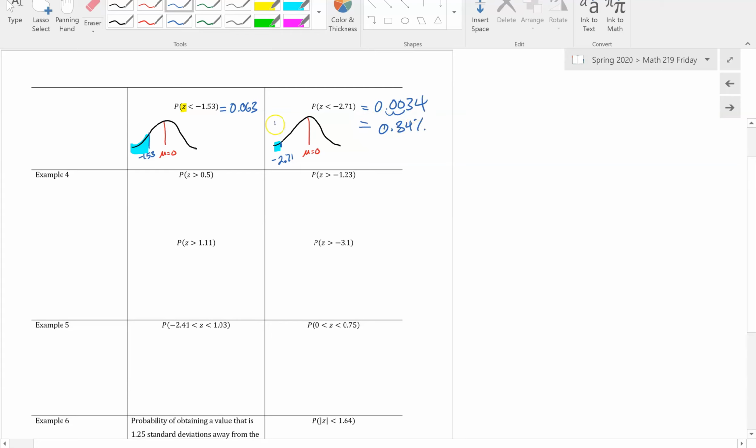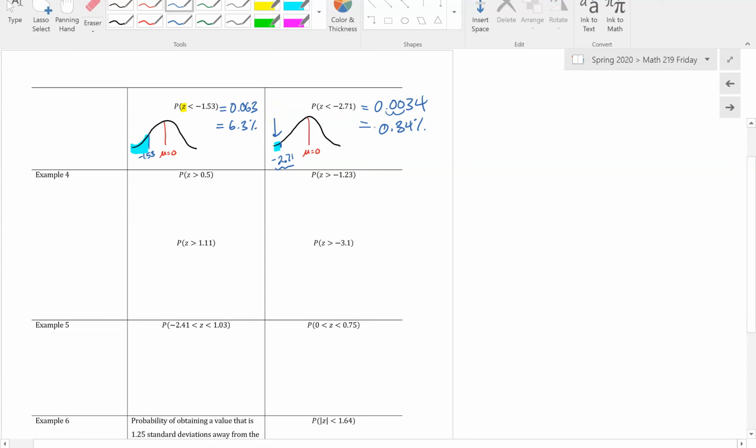So this would actually be a 0.34% chance of getting a data value that is further to the left than whatever data value gives you this z-score. In other words, getting a data value that is more than 2.71 standard deviations below the mean. Which we knew it should be less. I mean, this was 6.3%. This was further left, less area, so we knew it should be a lower probability.